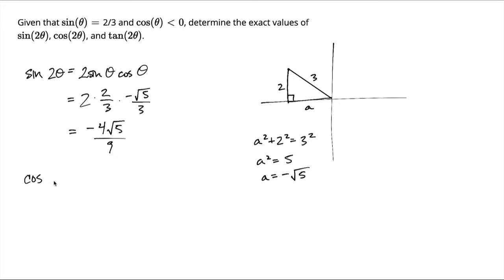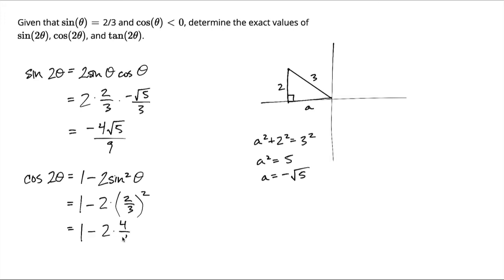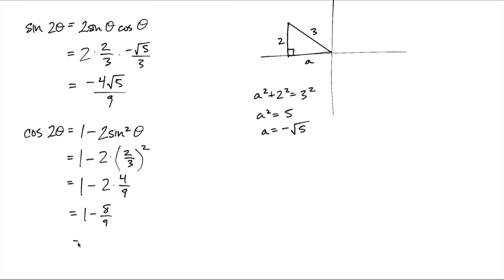Now for cosine of 2 theta, there are actually 3 different identities for this one. I'm actually going to use the one that uses the sine, which is 1 minus 2 sine squared of theta, because I already had the sine here. So then I just plug in what I had. Sine of theta is 2/3, so this is 2/3 squared. And then I simplify. This is 1 minus 2 times 4/9. That's 1 minus 8/9, which is, of course, 1/9.